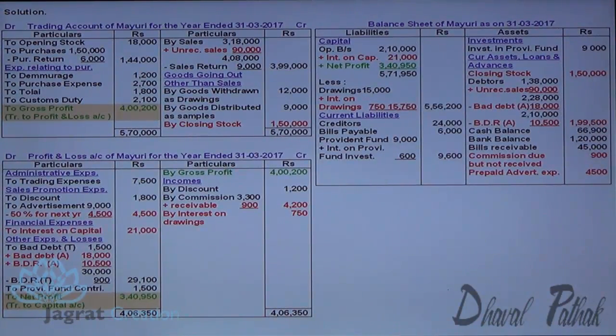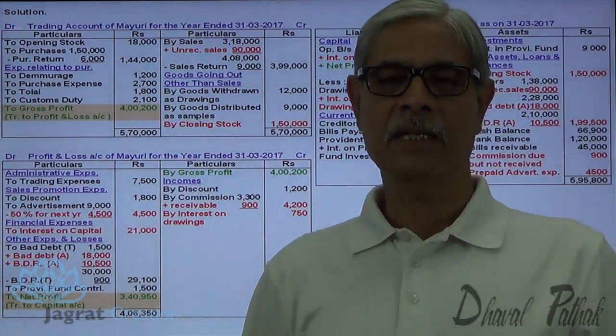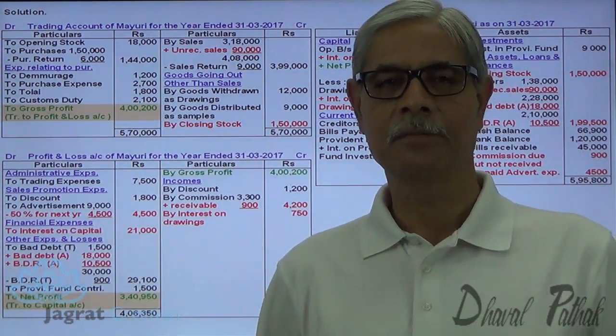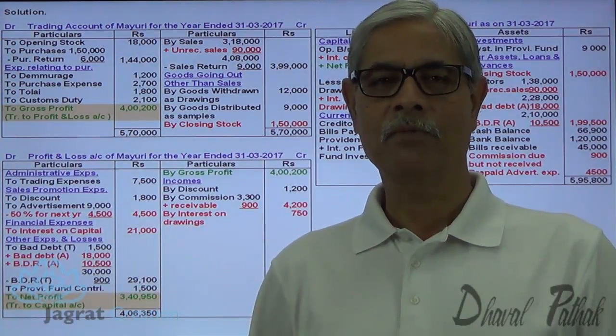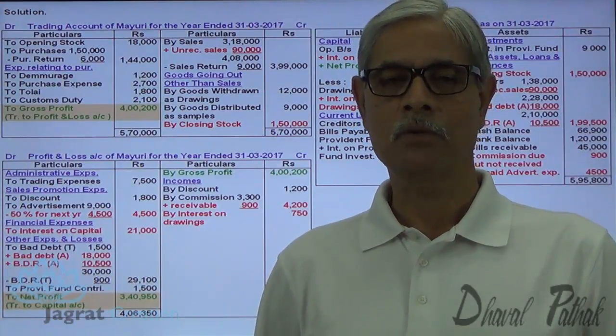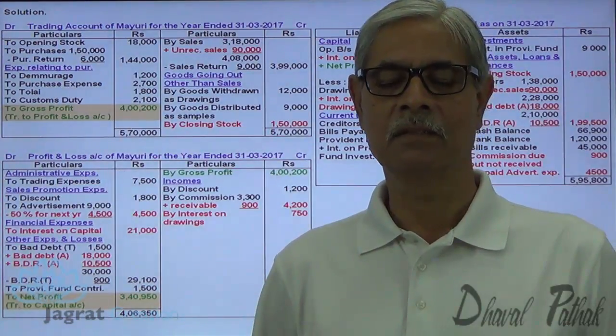Take the total of the liability side and asset side. Asset side total is 5,95,800. Liability side total is also 5,95,800. This is how balance sheet totals agree. Now this is a sum for class 11, or say 11th standard. A sum on final accounts with adjustments is being solved here before you. I have tried to explain this sum to you. I feel that you have followed all these things. Thanks to all of you.